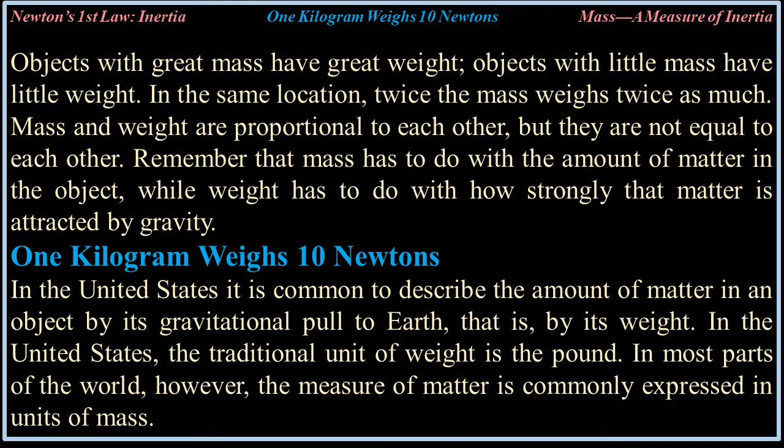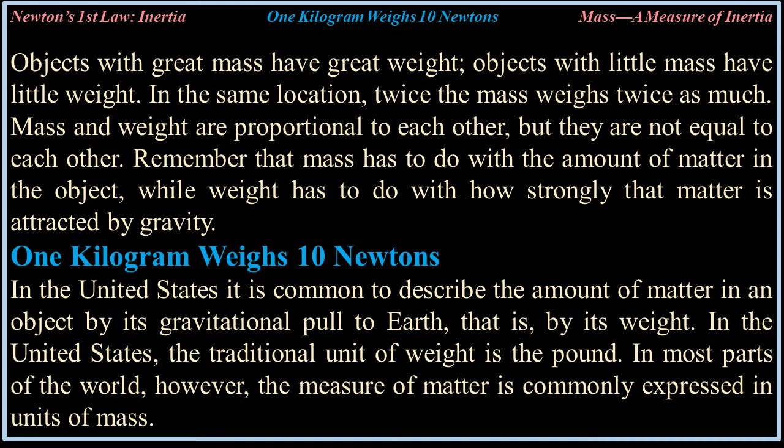Objects with great mass have great weight. Objects with little mass have little weight. In the same location, twice the mass weighs twice as much. Mass and weight are proportional to each other, but they are not equal to each other. Remember that mass has to do with the amount of matter in the object, while weight has to do with how strongly the matter is attracted by gravity. 1 kilogram weighs 10 newtons.